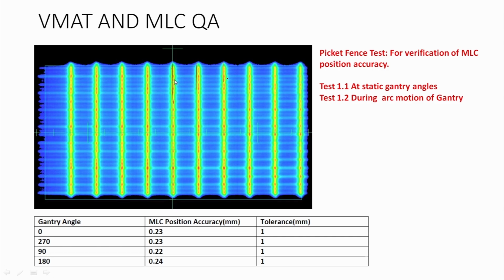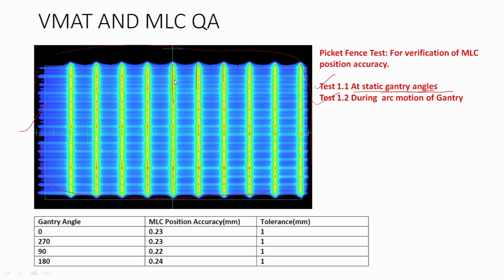is planned, and that plan is delivered either on a film or on a portal imager. This is a portal imager. Once you deliver this plan, you will get this image, and there are two subdivided tests: at static gantry angles and during arc motion. Suppose your machine doesn't have a VMAT technique and only has an IMRT technique, you need to perform this test at static gantry angles.